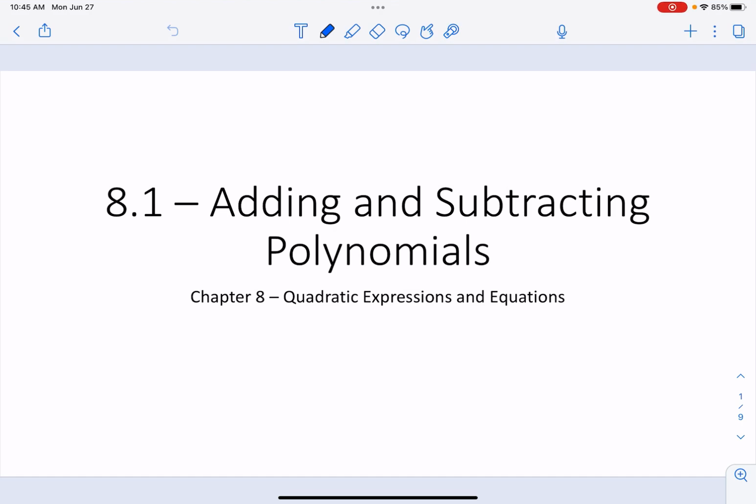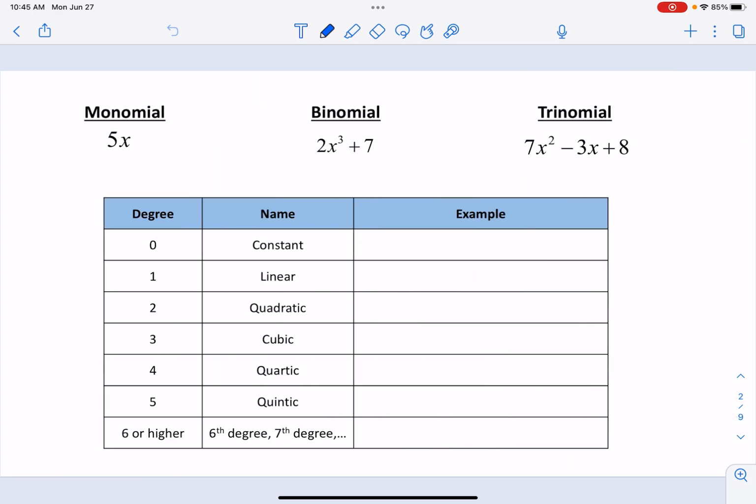Today we're going to be talking about adding and subtracting polynomials. So a monomial. We've already talked about monomials. A monomial is a polynomial with one term, and it can have more than one variable. So I could have 5xy squared.